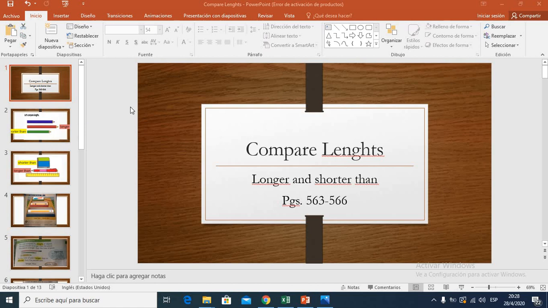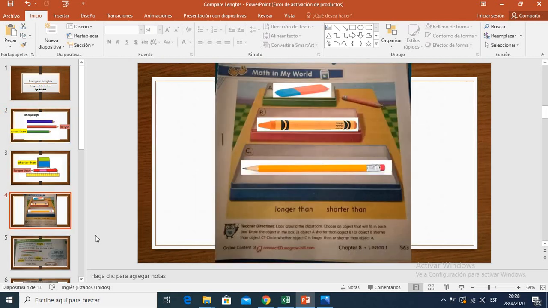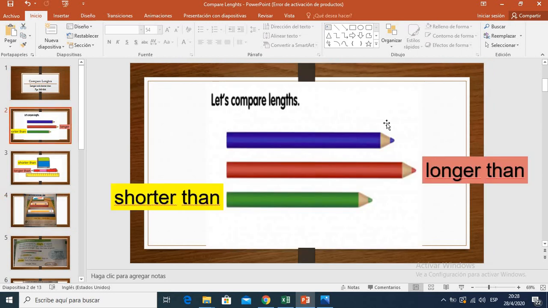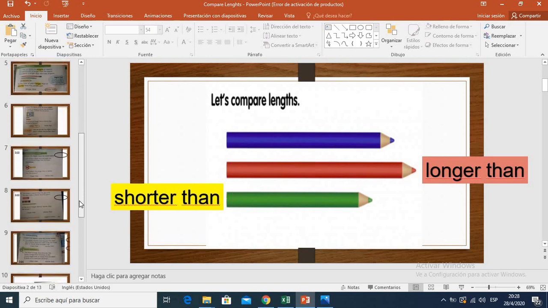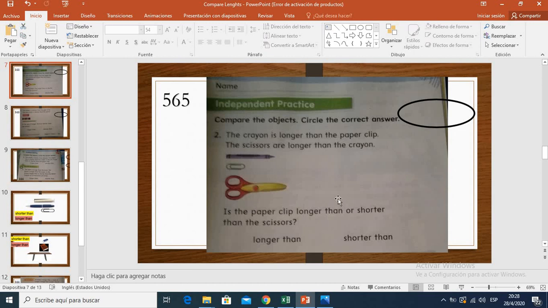Today we're gonna start working with math. Do you remember what we are learning in math? We are learning about comparing the length of an object. Yes, yesterday we were working with pages 563 and 564. We learned the words longer than and shorter than. Longer than means más largo que, and shorter than means más corto que. Do you remember, right? Okay, today we have to work pages 565 and 566. Okay, we're gonna start working.